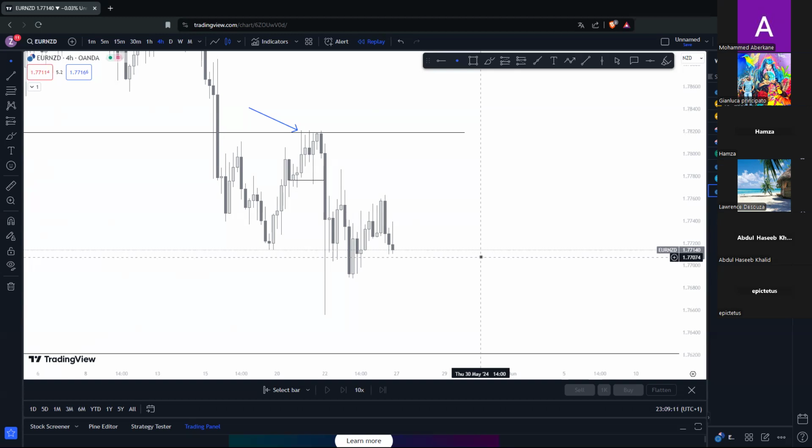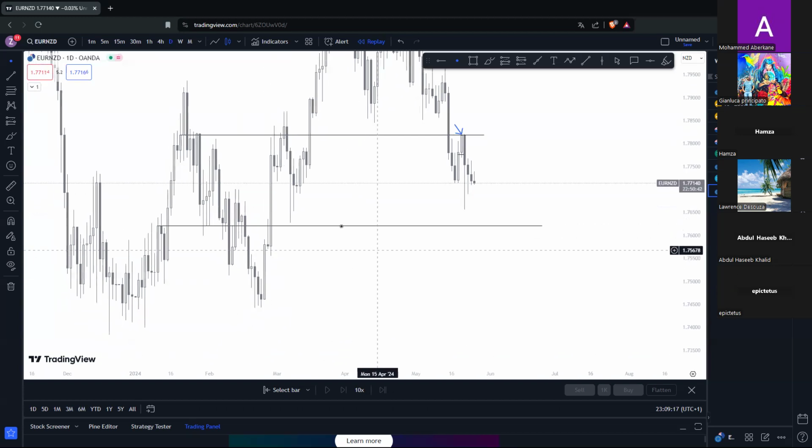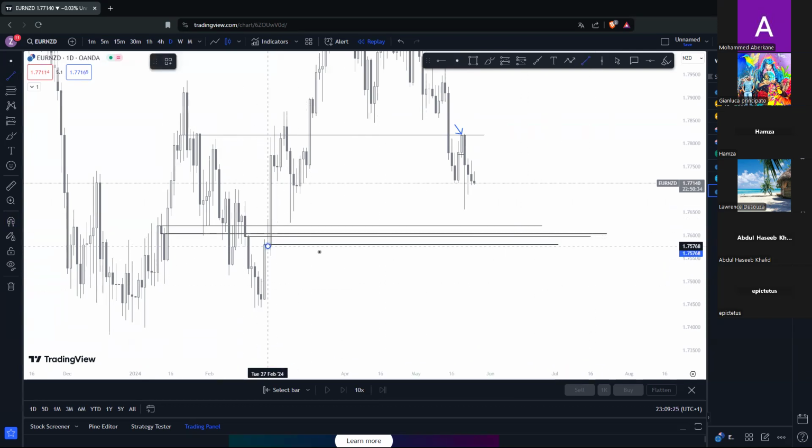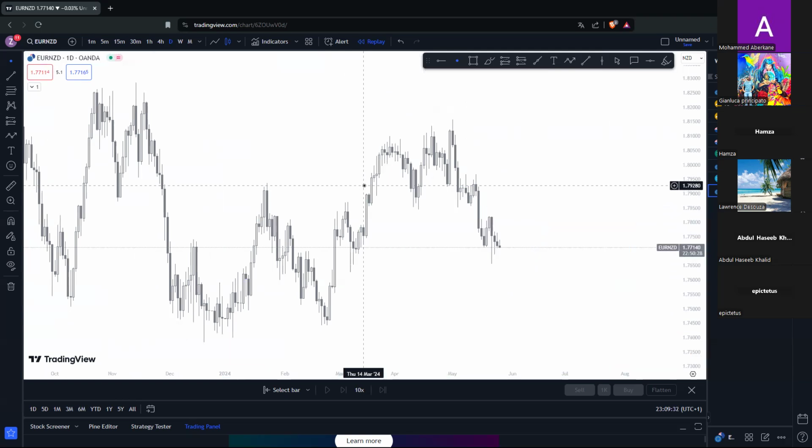If your daily level fails, do we look for another daily level below? Exactly. So if this daily level fails, simply fails means break below, then the next target is right here. And then if this one breaks, the next target is right here. The next target is right here. Until I have my daily reject daily and H4 breakout. Boom. Okay. Yeah, that is it.